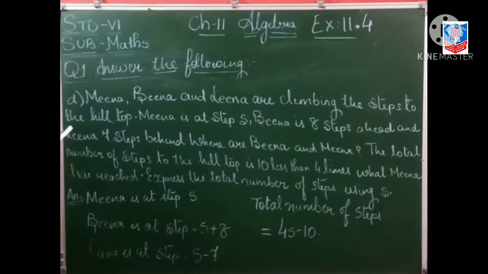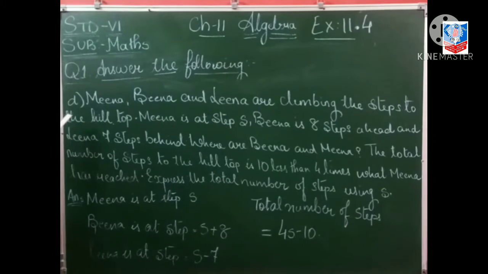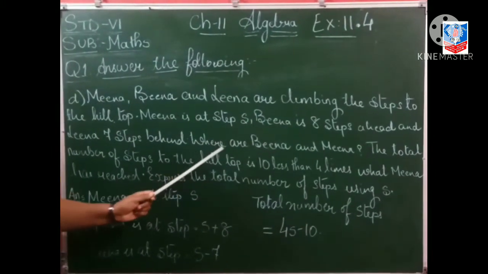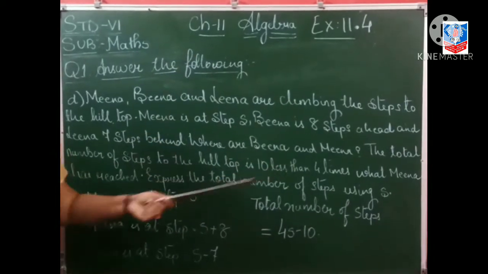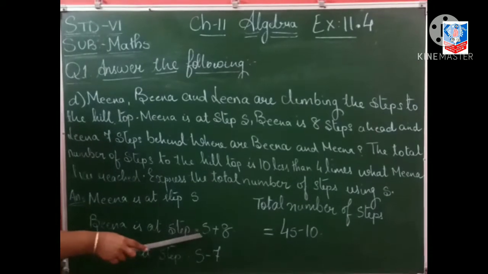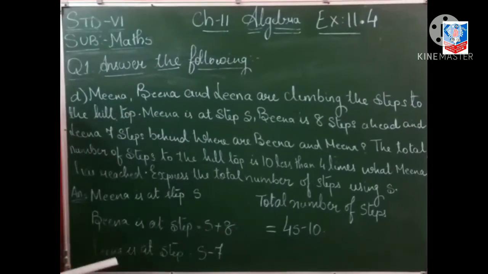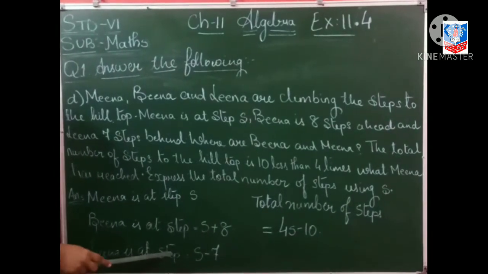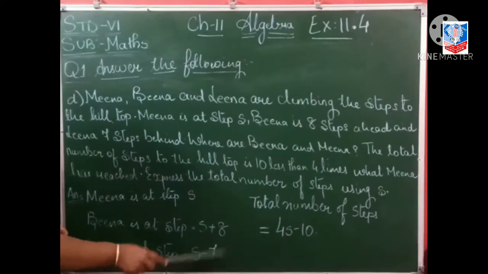Now, see the question. Meena is at step s. So Beena is 8 steps ahead of Meena. That means Beena is at step s plus 8. Leena is 7 steps behind. That is, Leena is at step s minus 7.